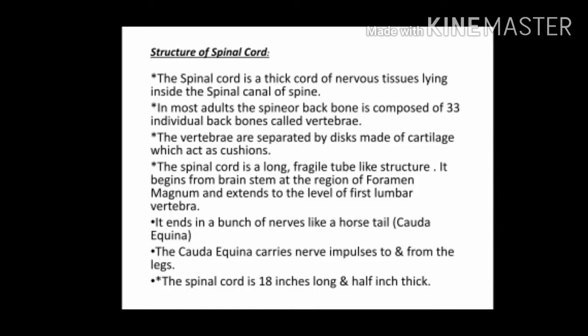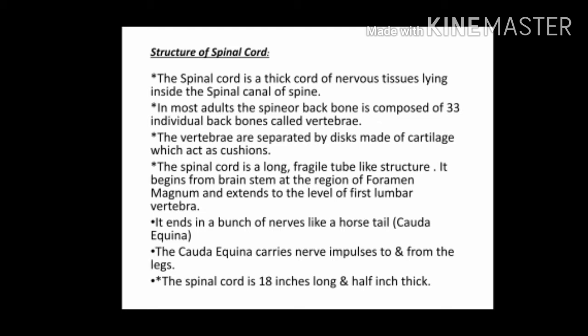Spinal cord is a very important part of our central nervous system. Let us see the structure of spinal cord first. The spinal cord is a thick cord, or a bundle of nervous tissues, lying inside the spinal canal of the spine. Spine refers to the backbone. In most adults, the spine or backbone is composed of 33 individual backbones called vertebrae. The vertebrae are separated by discs made of cartilage which act as cushions and absorb shock.